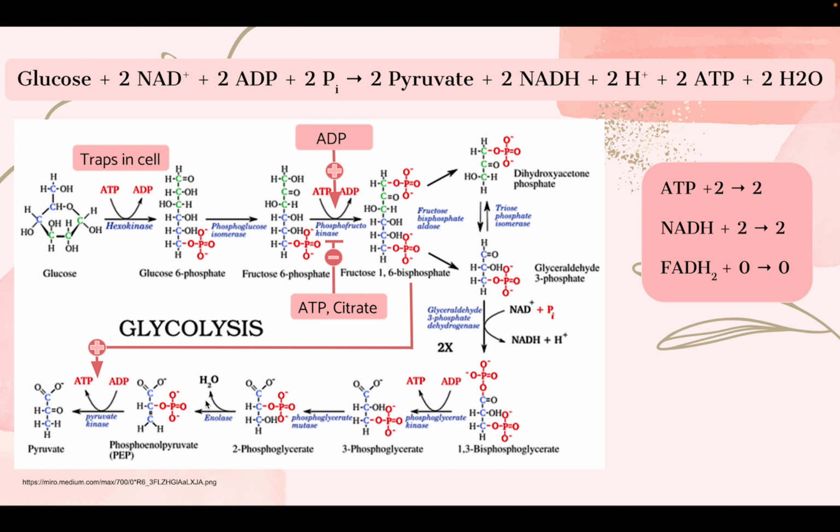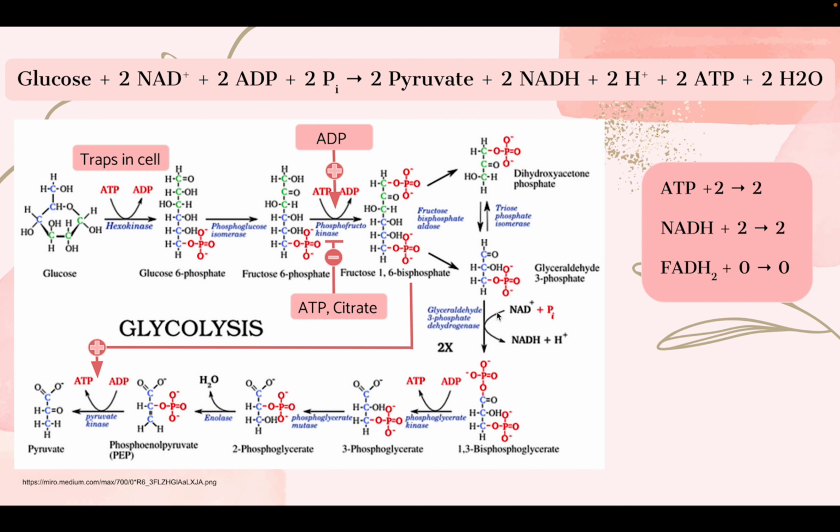So from now on, everything is happening twice for every glucose molecule. This is what's happening for one G3P. All right. And also, you know how we spent 2 ATPs here? We call that the energy investment phase, and now we're going to gain back some of those ATPs.